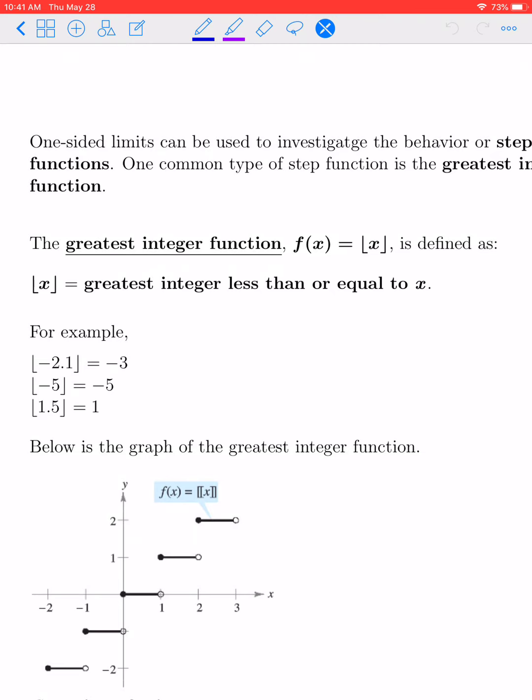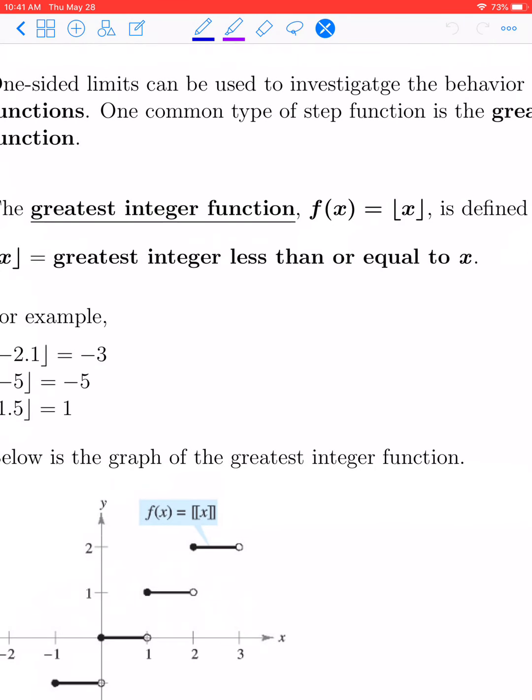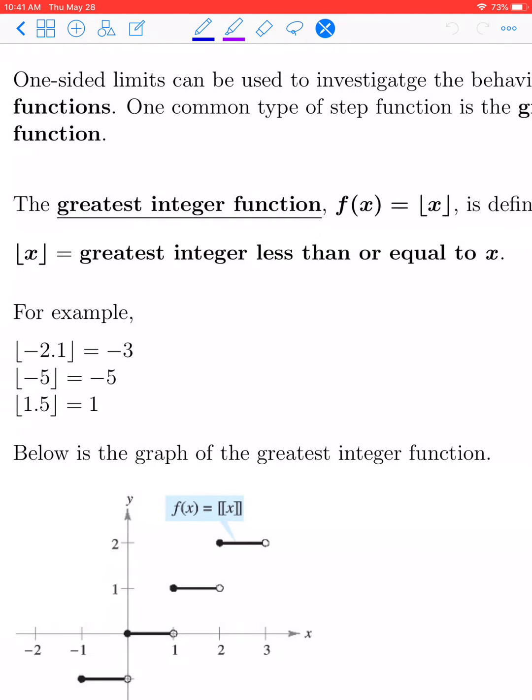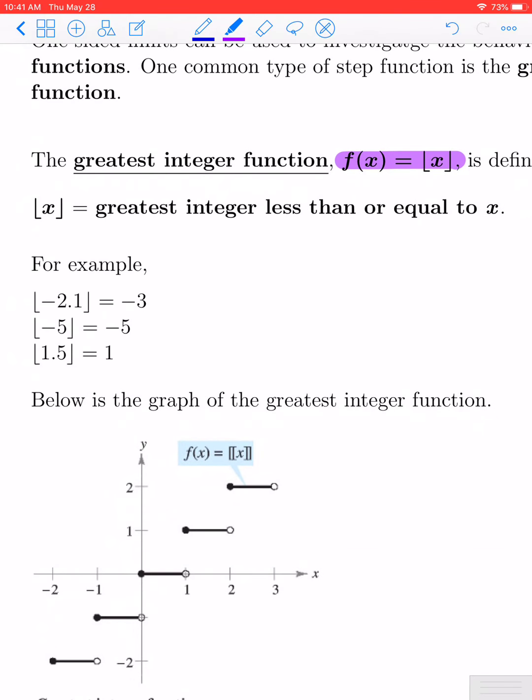One of the functions that's really kind of neat to investigate in terms of one-sided limits is what's referred to as the greatest integer function, sometimes also called the floor of x. The floor of x, so f of x equals the floor, is defined as the greatest integer that is less than or equal to x. So the greatest integer less than or equal to x.